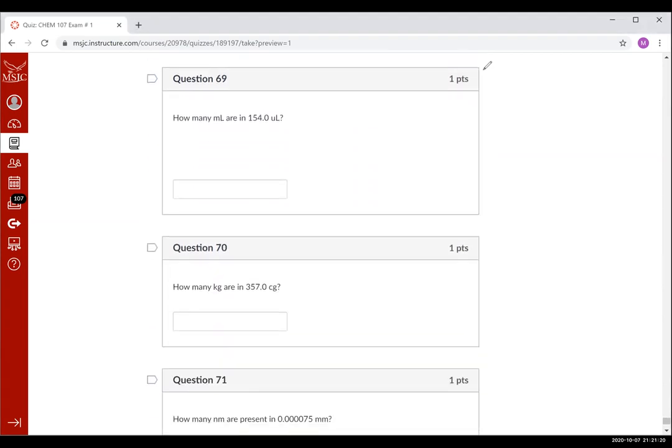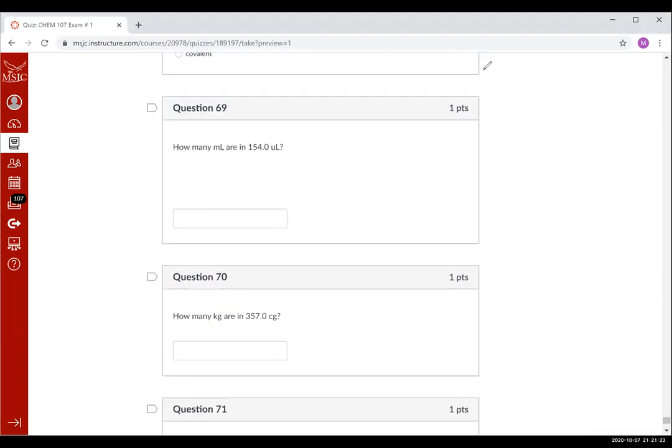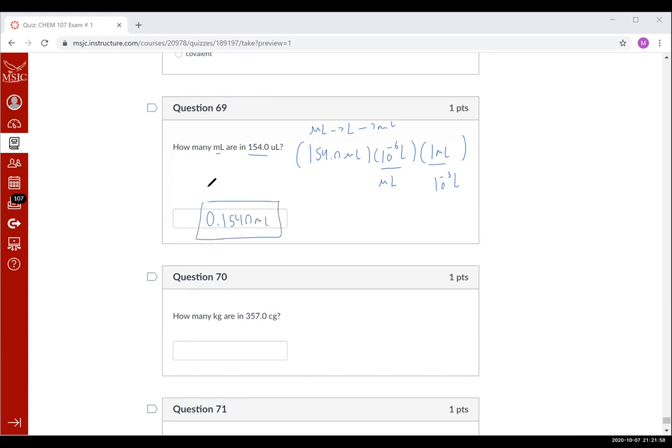So let's keep going now, and we're asked to do some simple unit conversions. We're asked how many milliliters are in 154 microliters. So we're going from microliter to liter to milliliter. In 154.0 microliters, we know that we have 10 to the negative 6 liter per microliter. And in 1 milliliter, we have 10 to the negative 3rd liter. That gives us 0.1540 milliliters. Does this question make sense?